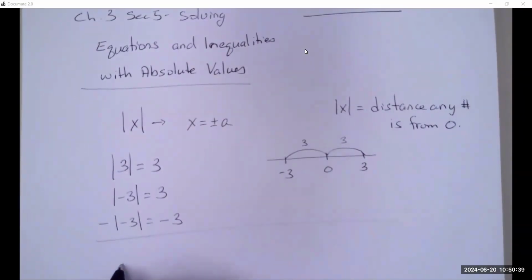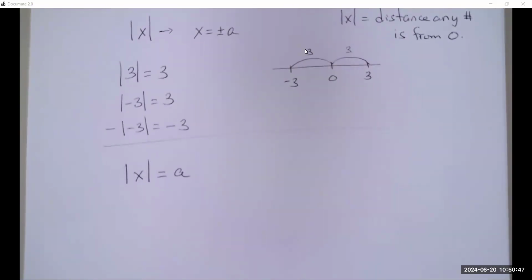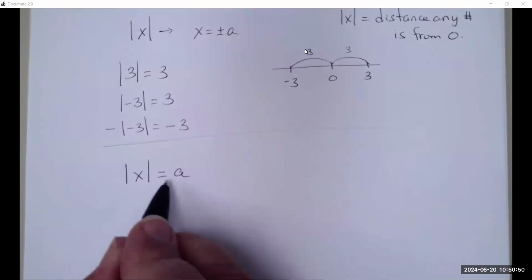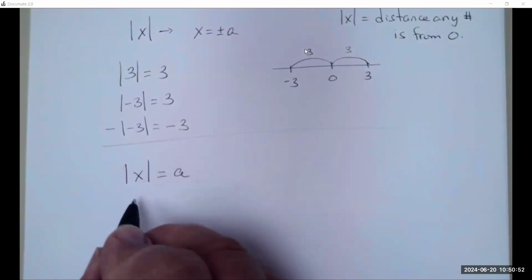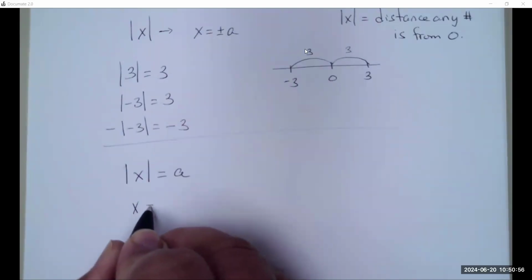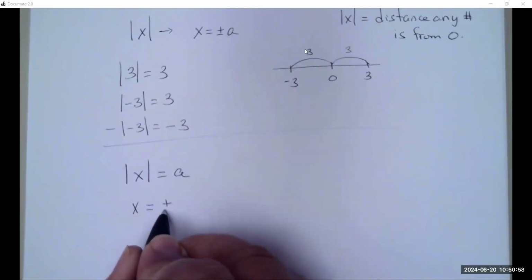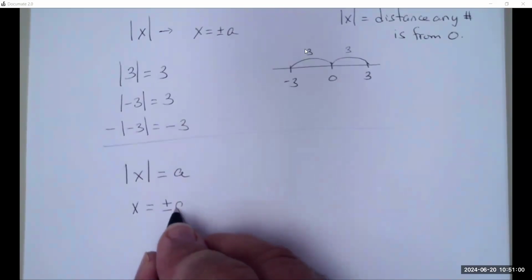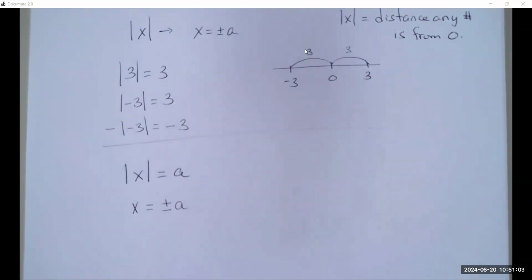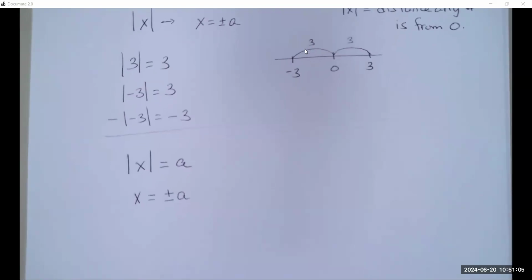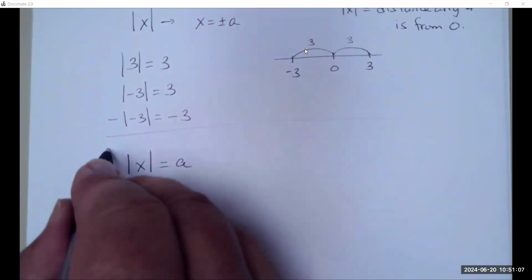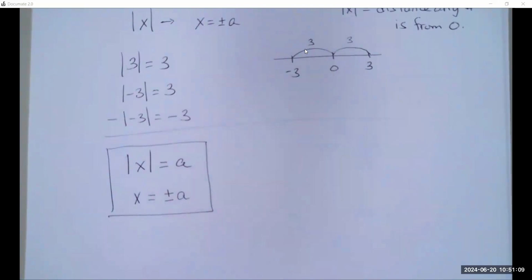So the rule is this. Absolute value of x equals some number. Once you isolate the absolute value, whatever it equals, when you drop the absolute values, you have to put a plus or minus in front of the answer. So that's the formula, that's the rule.